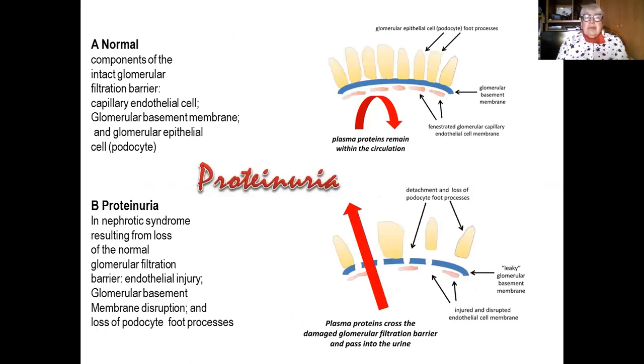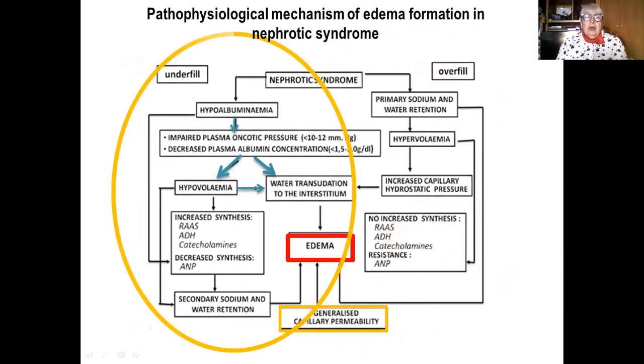In normal cases, plasma proteins remain within the circulation in the case of a normal glomerular basement membrane. And in the case of pathology, for the first, it will be glomerulonephritis, when the glomerular basement membrane will be damaged and plasma proteins cross the damaged glomerular filtration barrier and pass into the urine.